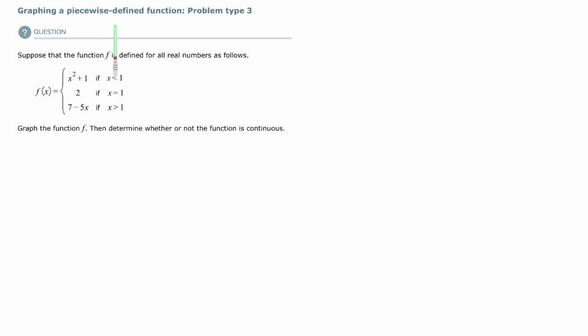Graphing a piecewise defined function, problem type 3. Suppose that the function f is defined for all real numbers as follows. Here's the function f of x, and here are the three pieces, each with a respective domain. There's a domain here for the first piece, there's a domain here for the second piece, and there's a domain here for the third piece.